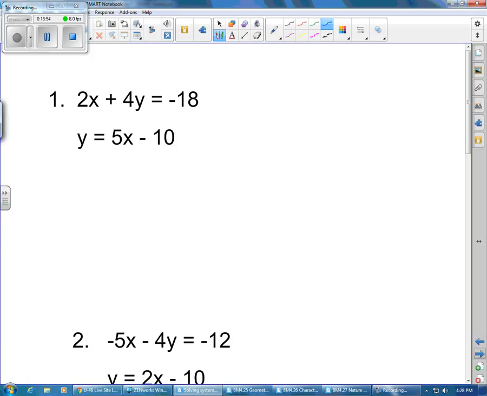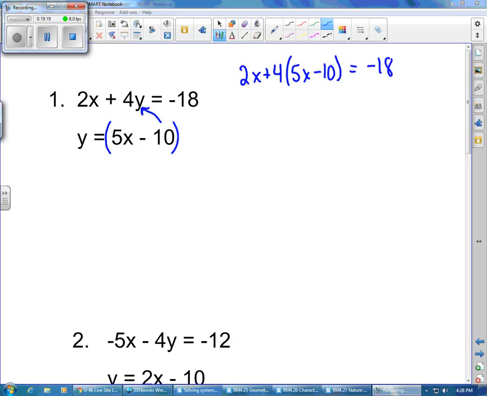And the first problem, we have 2x plus 4y equals negative 18. And then we have y equals 5x plus, I'm sorry, 5x minus 10. So put a parenthesis around that, substitute it in for y in the first equation. Pause the video, make sure that you're setting it up correctly. Okay, you should have 2x plus 4 times the quantity 5x minus 10 equals negative 18. If you didn't set it up that way, do you see now why you would set it up that way?